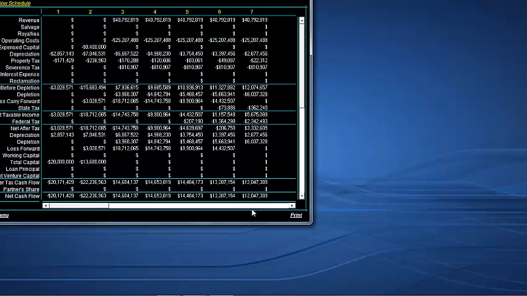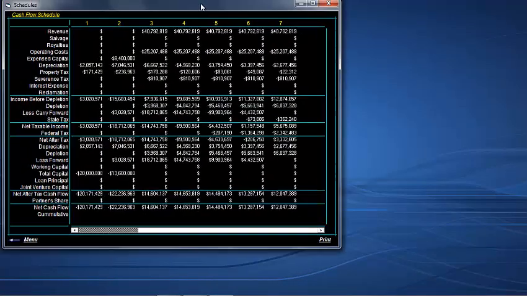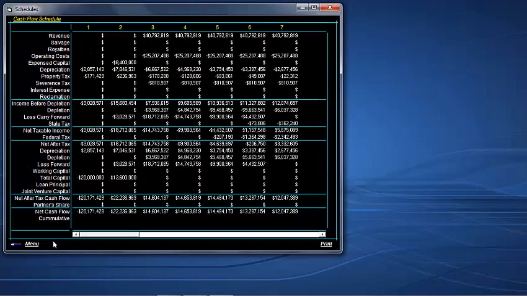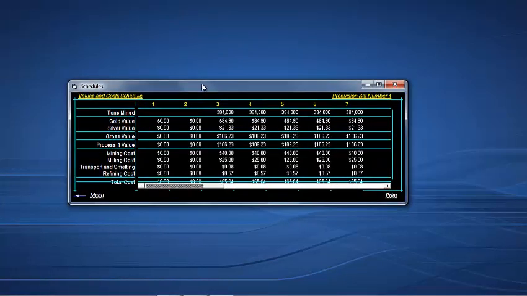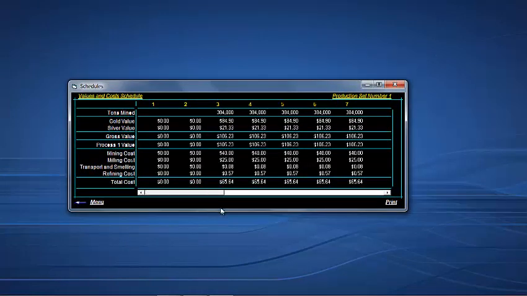We've already looked at the cash flow schedule. Also available is a value and cost schedule, which will give you the gold and silver values after everything's been considered, such as recovery, smelter payment, or refinery payment, and all those items, along with the costs. So as far as gross value goes, we're getting $106 per ton of value. It's costing us $65.64 to recover that.